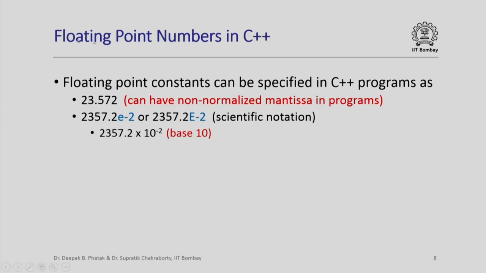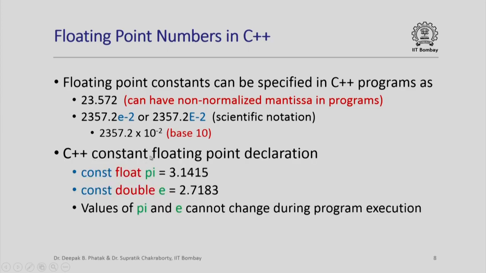Or you could also use what is called the scientific notation, in which you specify a number, in this case 2357.2, and then you say e minus 2, the e could be small case or uppercase, and what it really represents is 2357.2 times 10 raised to minus 2. Note that when we write this in a C++ program, the base we are using is 10. So e minus 2 really means 10 raised to minus 2.